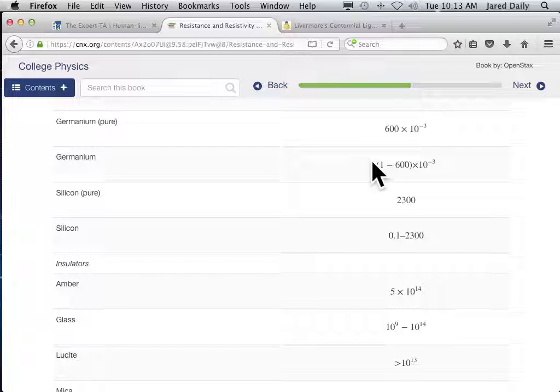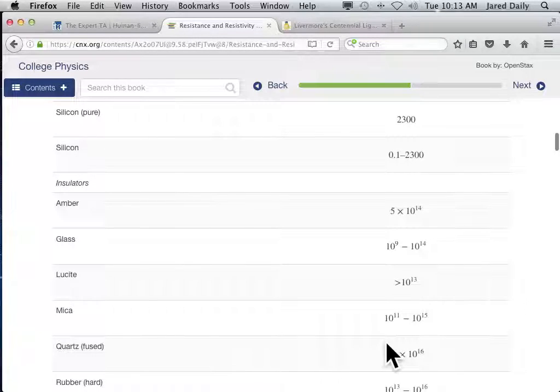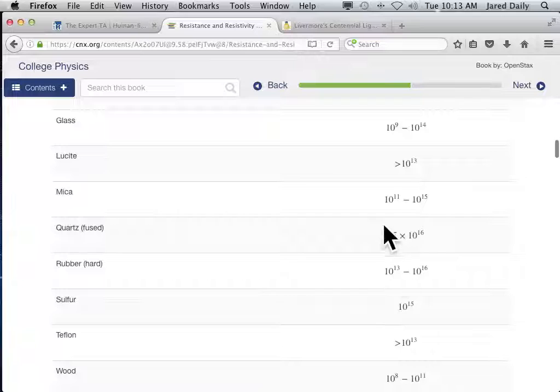Then you get into insulators. The resistivity of insulators is extremely high. 10 to the 14 for amber. Glass, 10 to the 9 to 10 to the 14, depending on the kind of glass. Mica, quartz, rubber, all these things, sulfur, really, really high resistivities. They're going to just stop current unless you put a huge voltage across them.